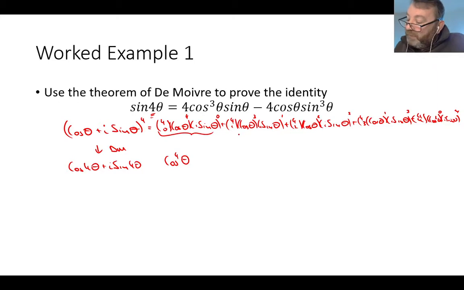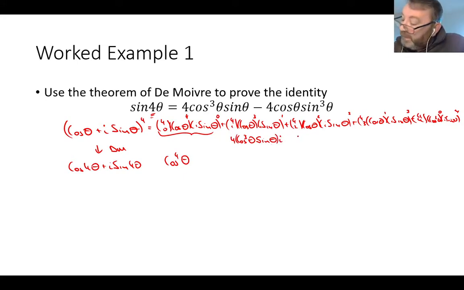Okay, second one, 4C1 is 4. Cos theta cubed is cos cubed theta. Do you notice? There's the 4 cos cubed theta. See, your answer's beginning to come out here. So that's okay. Just keep your head about you when you're doing these things. And then lastly, we've got sine theta, and then we've got the i at the very end. Okay, so there's your imaginary part.